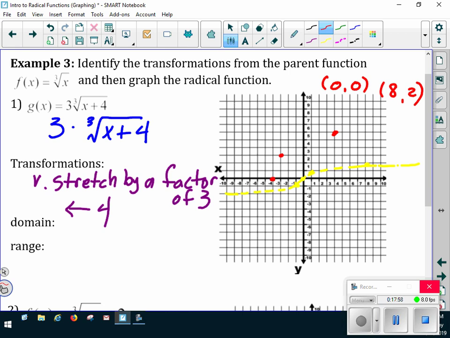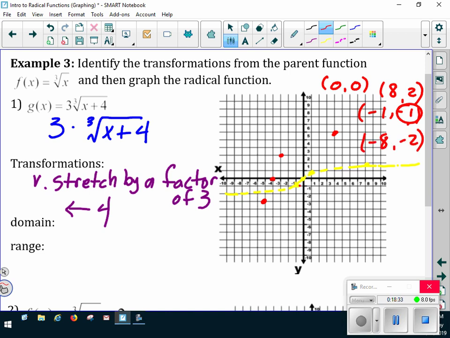Okay. Look at this point, -1, -1. Where's that go? Vertical stretch by a factor of 3. What happens? What do you do with the y value? Times it by 3. So where's it go? -1, -3, and then? Left 4. Right there. -8, -2.